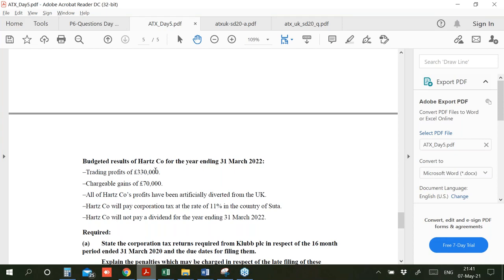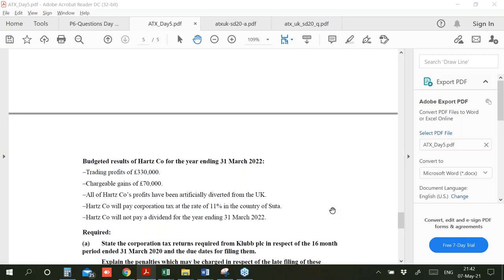The trading profits are 330,000. However, the chargeable gains are 70,000. Now guys, you tell me, can it qualify for the low profit exemption? The first condition is met, as the total taxable profit is less than 500,000, but the problem is the non-trading profits, that is the chargeable gains in this scenario, are more than 50,000. So it does not qualify for the low profit exemption.